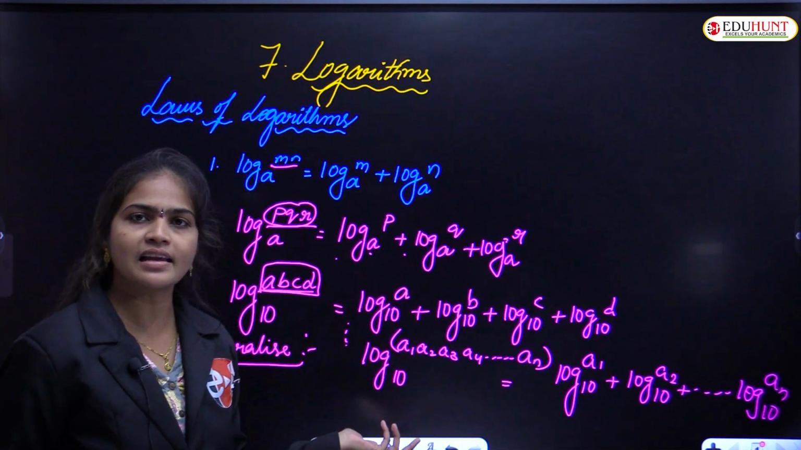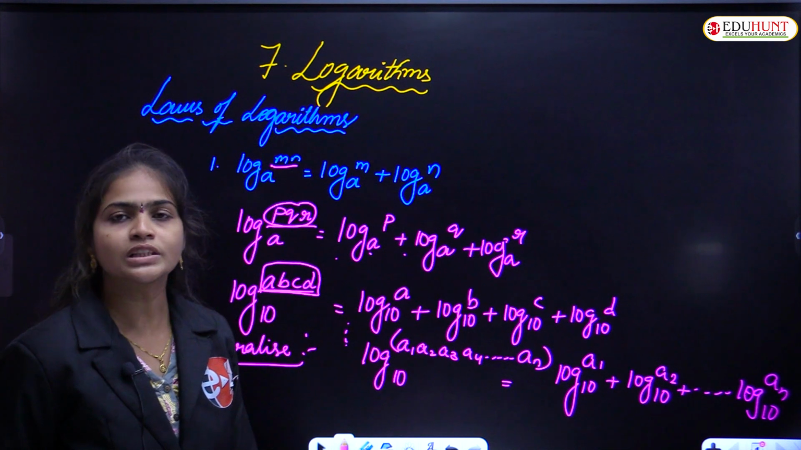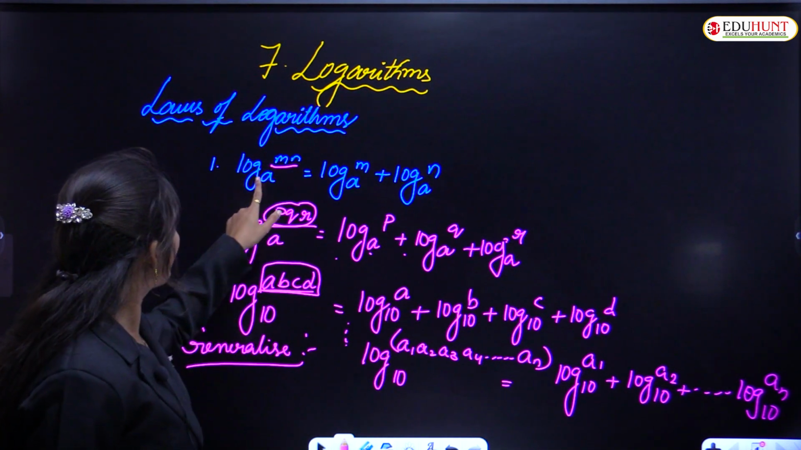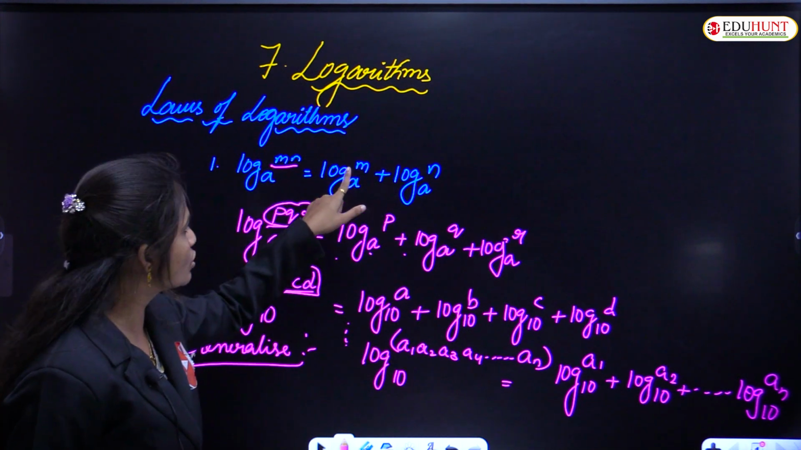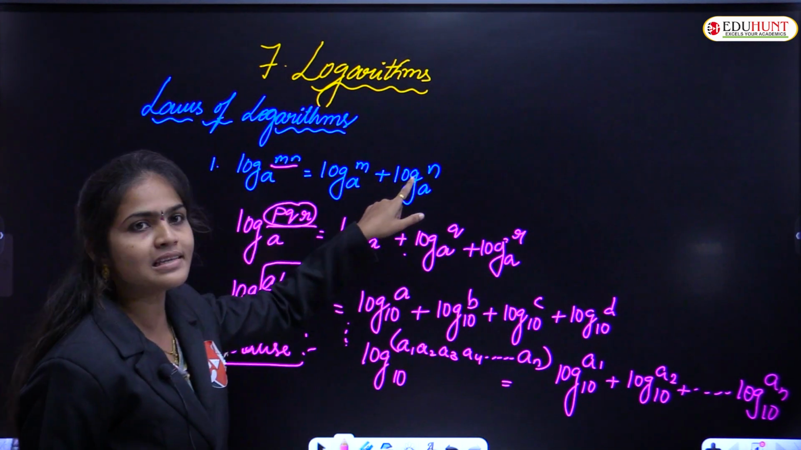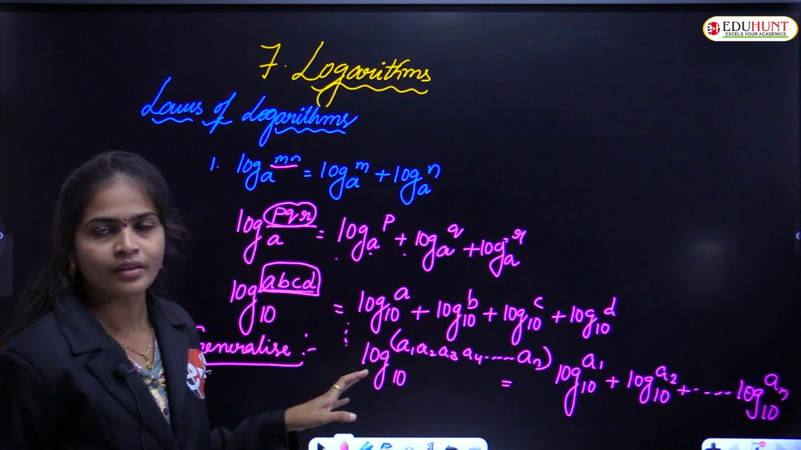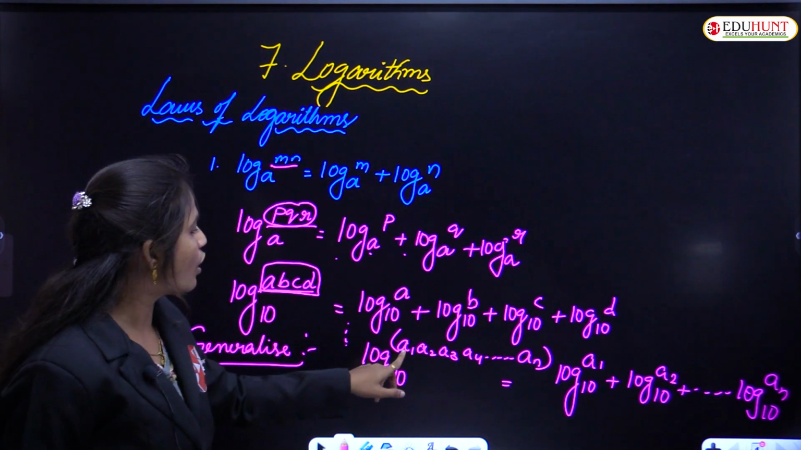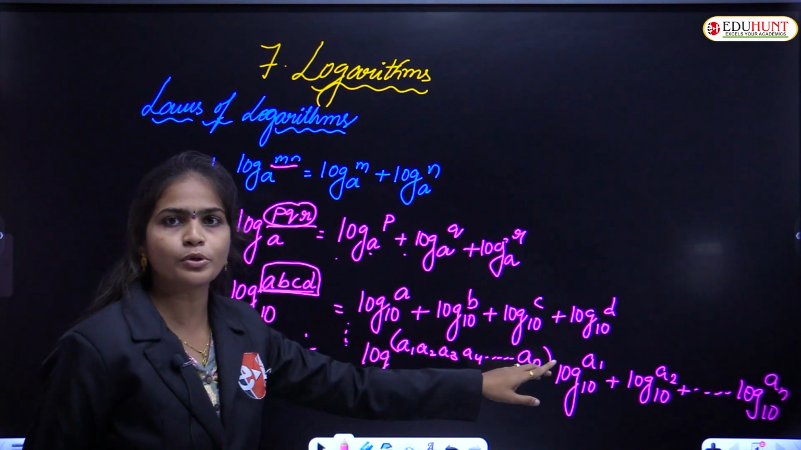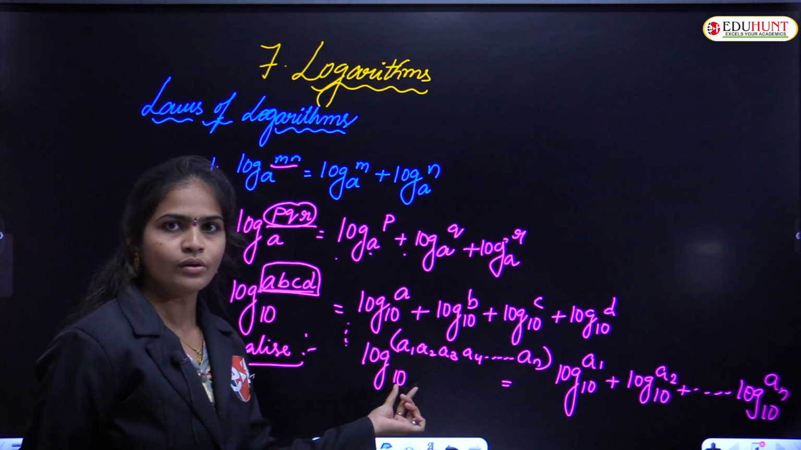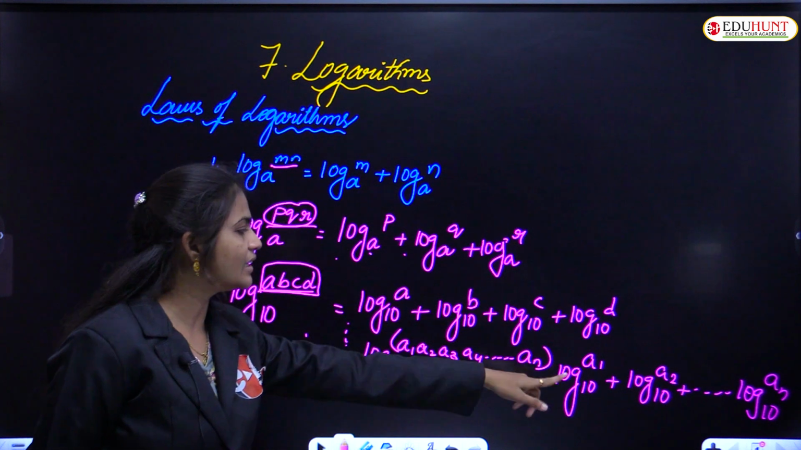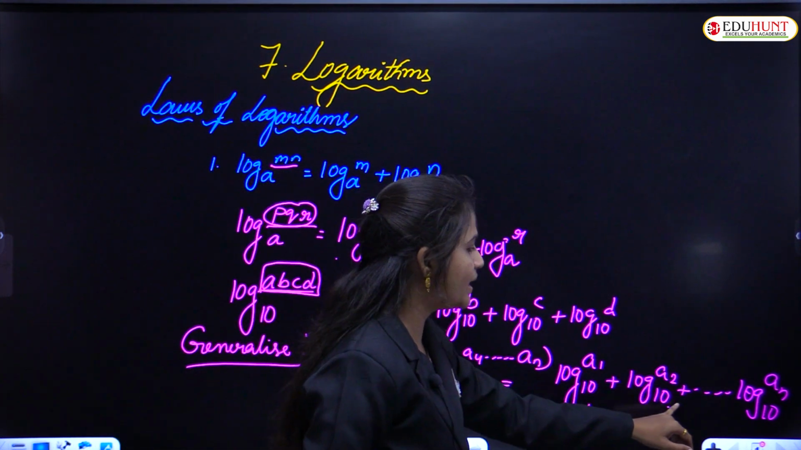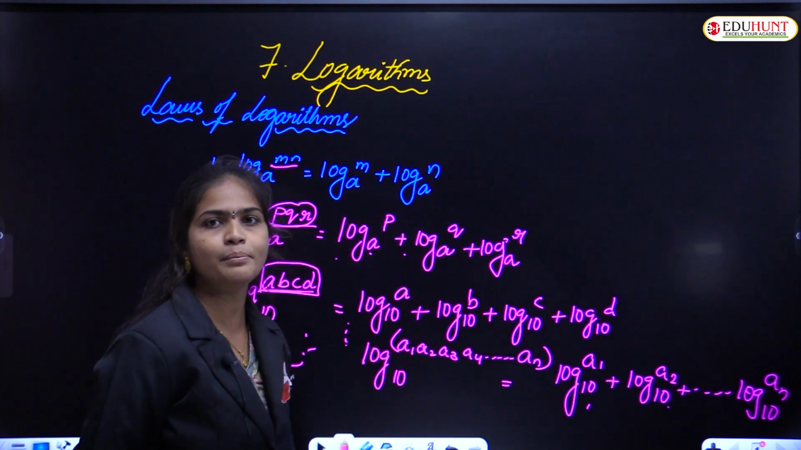We can say that it is a law or formula, whatever it may be. Okay children, did you understand? What is the first law of logarithm? That is log mn to the base a is equal to log m to the base a plus log n to the base a. So that is the first law. From this we can generalize that log a1, a2, a3 and so on up to an to the base 10, we can apply the same formula, that is equal to log a1 base 10 plus log a2 base 10 plus and so on up to log an base 10.